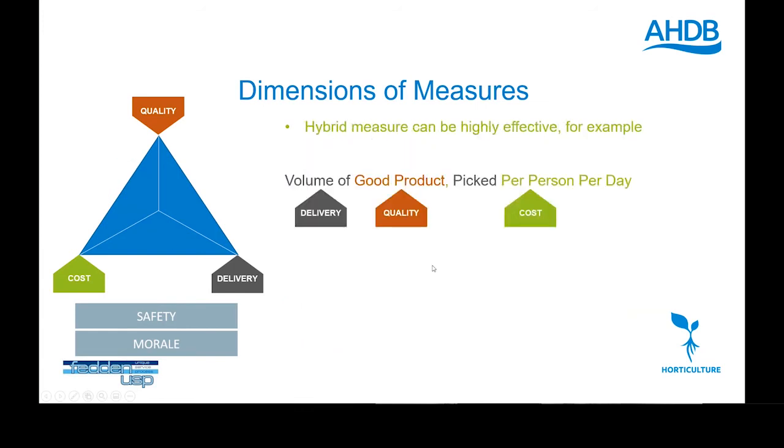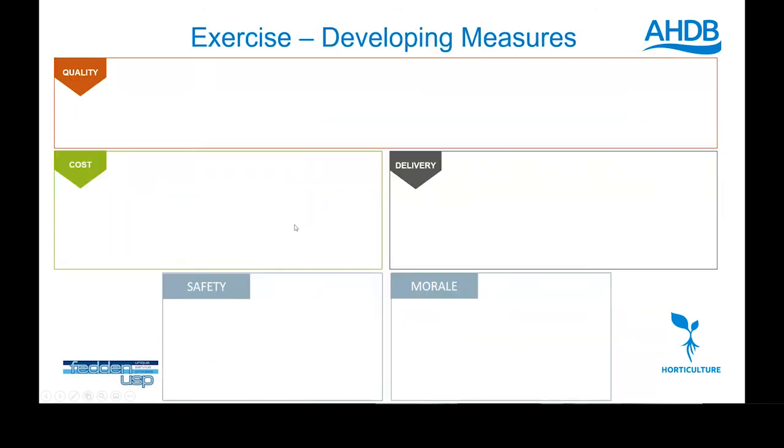So I want you to have a think about, I'll give you sort of 10 minutes to have a think about, if you think about the processes you're working on, what measures do you currently have? So have a think about how they fit into that quality, cost and delivery. What measures do you currently have? There might be some hybrid ones as well. And if you haven't got measures in particular areas, what could those measures be? Don't try and constrain yourself with what the art of the possible is in the first instance.